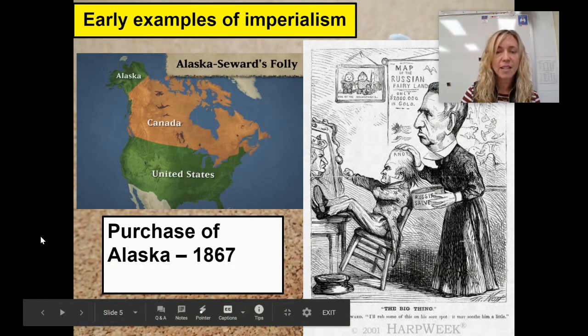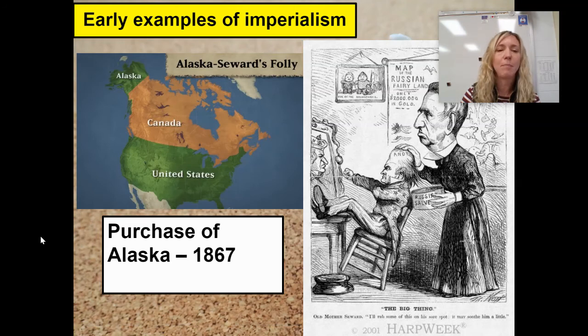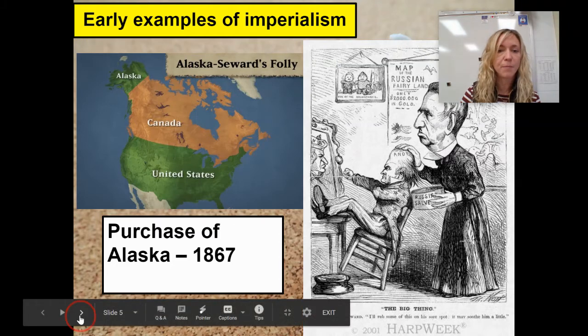In fact, there were some early examples of imperialism already in U.S. history, mainly the purchase of Alaska. This happened right after the Civil War. Secretary of State Seward buys Alaska from Russia, and many people made a mockery of this. They called it Seward's folly, like a joke. Here's a cartoon of Seward trying to calm Andrew Johnson, the president at the time. In hindsight, of course, this was not a mistake, as we get numerous resources and benefits from having Alaska. But here is one of the earliest examples of the United States exerting control abroad.